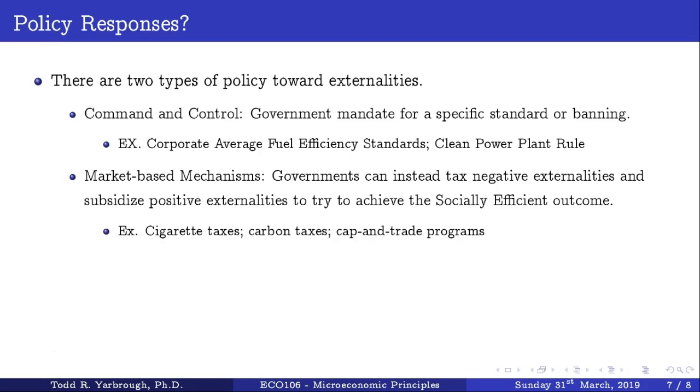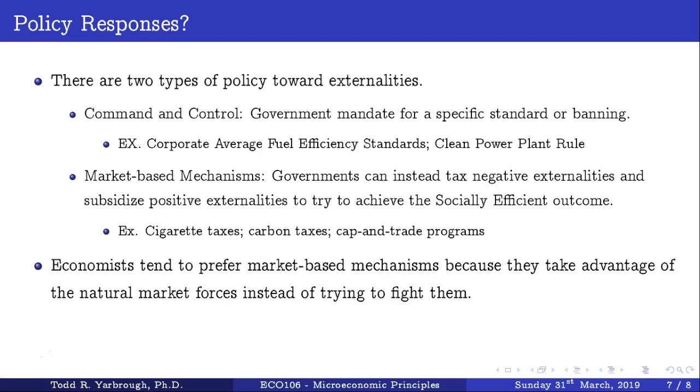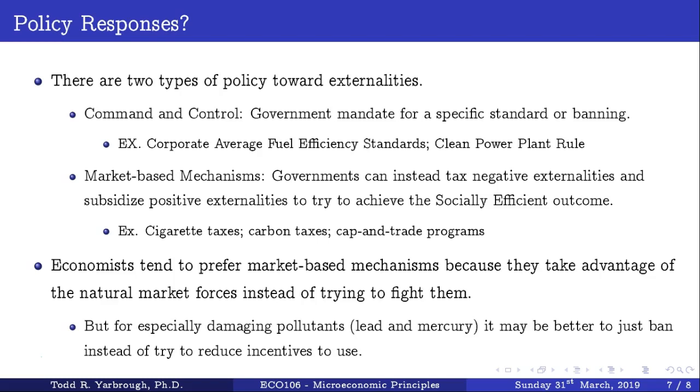Types of market-based mechanisms you may have come across are cigarette taxes, carbon taxes, and of course cap and trade programs. These provide governments a way to induce greater environmental protection without necessarily having to decide on particular standards or mandates. But still, for especially damaging pollutants like lead and mercury, for example, history tells us that market-based mechanisms, in the way that they reduce the incentives to consume products which would perhaps create pollutants, don't go far enough. There are certain types of pollutants that are so damaging that simply incentivizing the reduction of their usage probably doesn't go far enough.